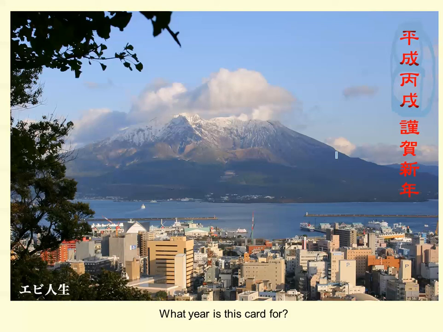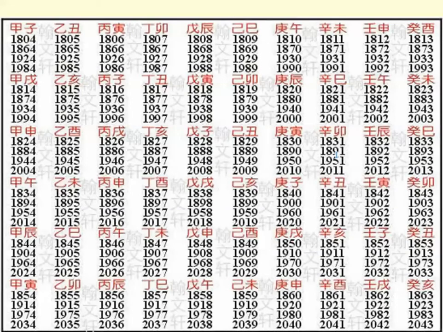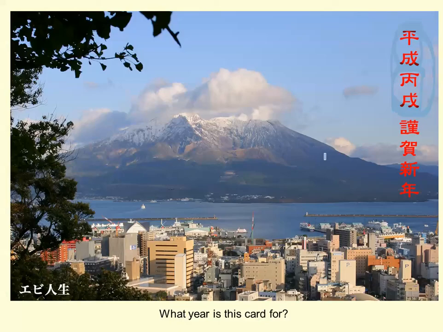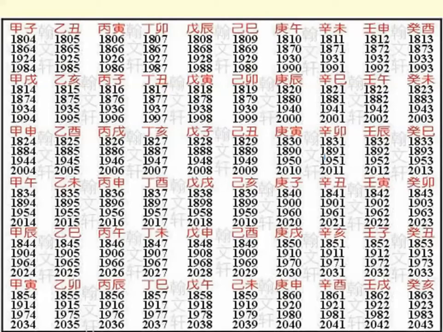Now let's look at that chart again and see if we can figure out when we think that was. What do you think? What year was that postcard printed in? Let me go back one more time so you can look at the cycle. And now look at the chart. Here's the cycle that we're looking for. And we know that Heisei began in 1989. Therefore, we know that this greeting card is for the year 2006.